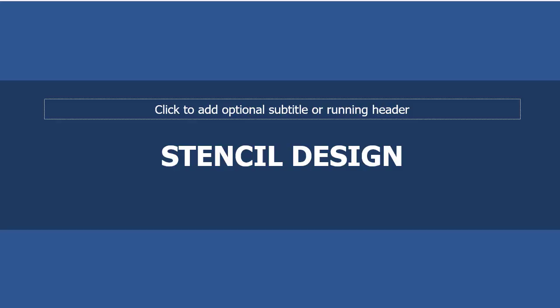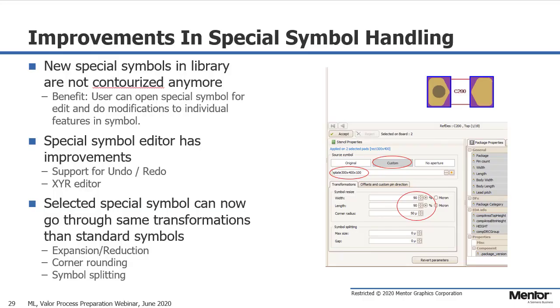The Stencil Design module has received a number of changes. Let's review them now. We now support both standard and special symbols. However, once a special symbol was created, it was contourized to an outline, and that made it difficult to edit afterwards. Now, special symbols retain how they were created, making future adjustments much easier.